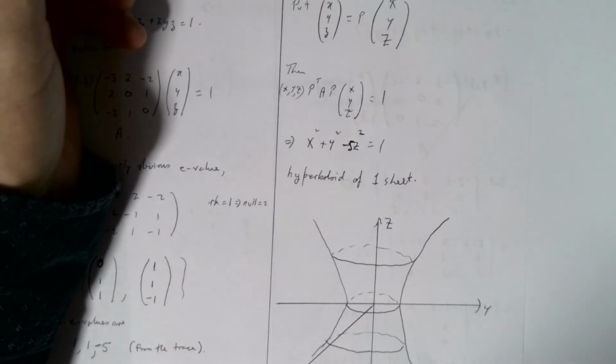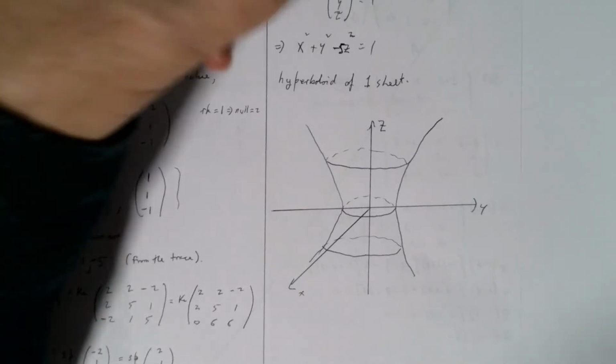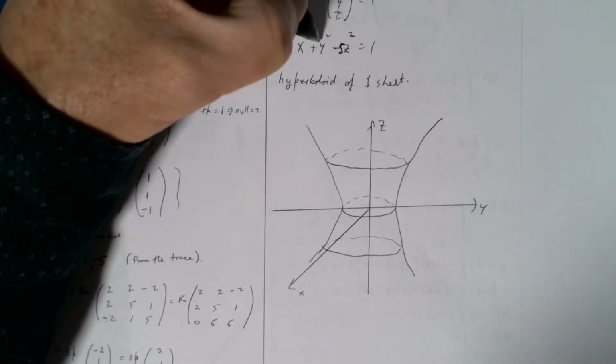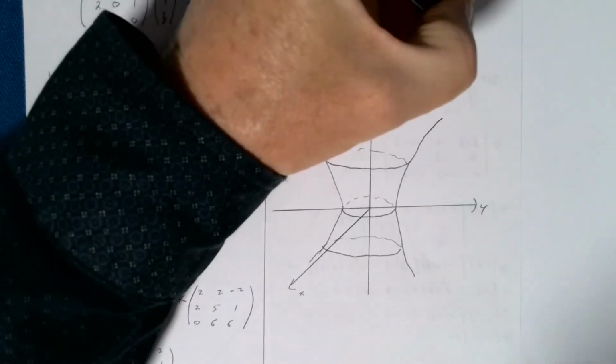And so the easiest way of visualising it, and I've drawn a little picture of that, is to say, well, this is the same as x squared plus y squared. X squared plus y squared is 1 plus 5z squared.